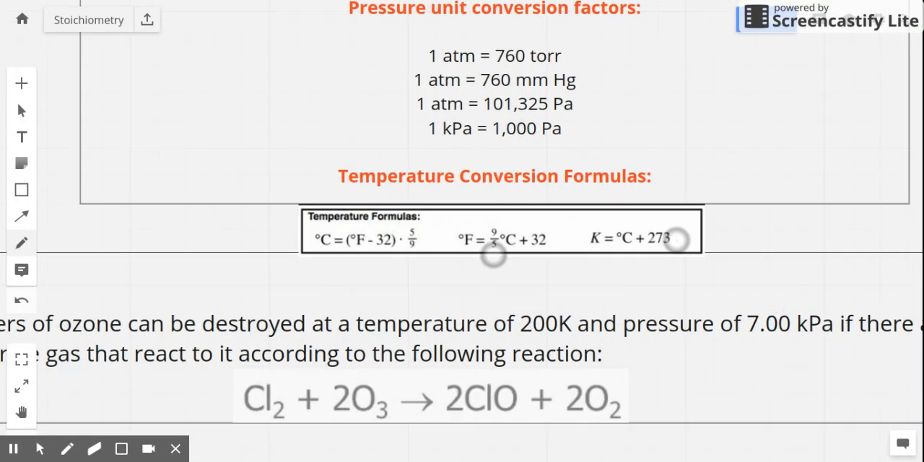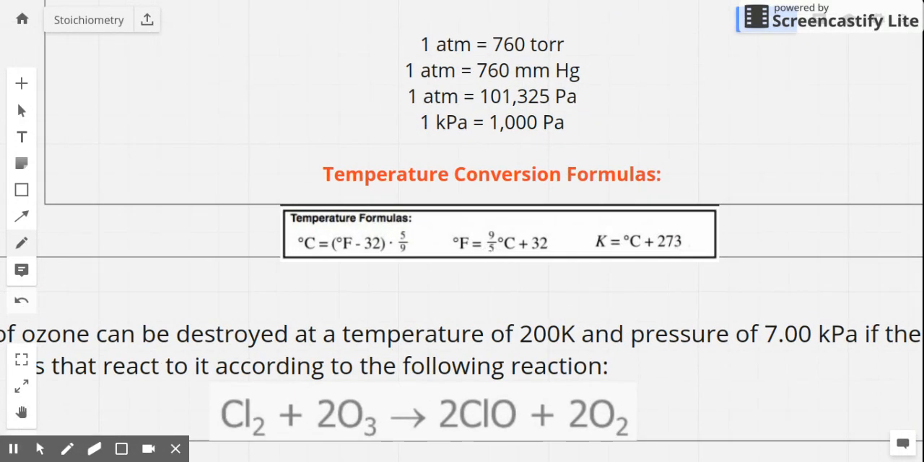And then for temperature, for those who forgot about it, remember that every time you're dealing with the gas law equation, the temperature unit has to be in Kelvin. So if it happens that you are given Fahrenheit, your Fahrenheit has to be converted to Celsius first, and then Celsius to Kelvin here.